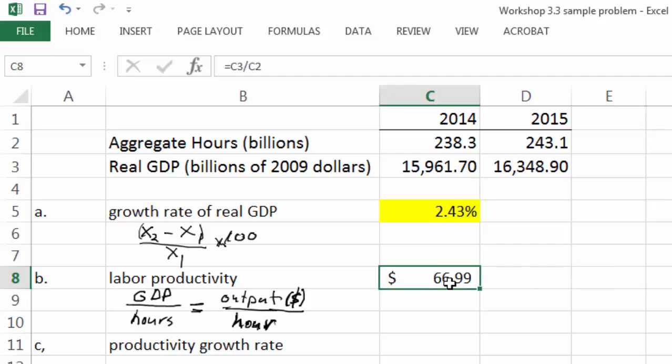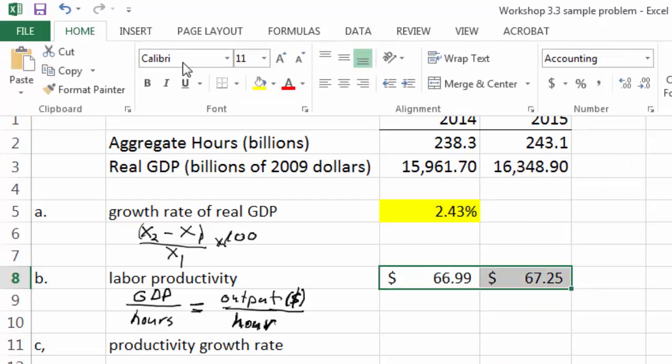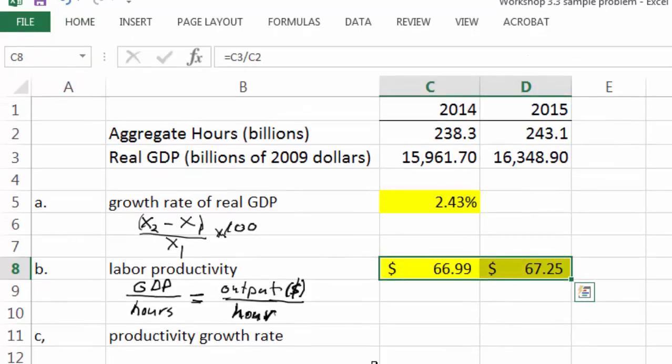Okay, now, hopefully you know that in Excel, if you want to have the same formula applied to the same data one column over, you don't have to type the whole formula again. You just get your crosshairs here and you drag it. And you'll notice that when I click on this, it's now doing D3 divided by D2. Okay, so our productivity went from $66.99 worth of output per hour in 14 up to $67.25 of output per hour in 2015. So there we go, productivity data.